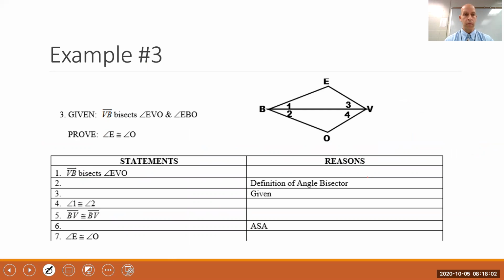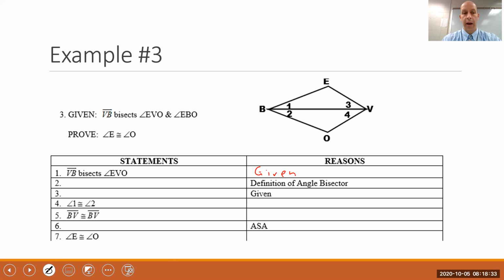So it's given that segment VB bisects both angle EVO and angle EBO. We want to prove that angle E is congruent to angle O. So you can see we've got 2 triangles there. All right, I'm going to go ahead and begin my proof. So step number 1 is given.